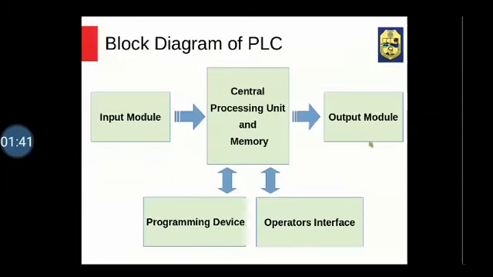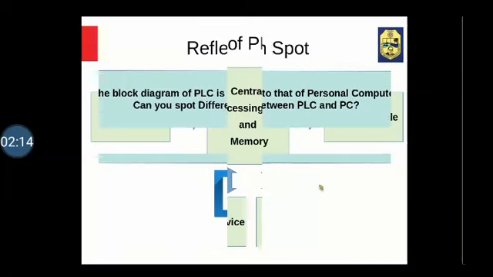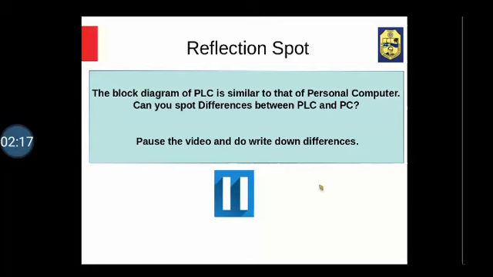Let us see the block diagram of PLC. The CPU and memory is the main part of PLC. It also has input modules to interface sensors and output modules to interface final control elements. PLC also has interfacing tools like monitors and keyboards, just like in personal computers. As you've seen from the block diagram, the PLC block diagram is quite similar to block diagram of personal computers.